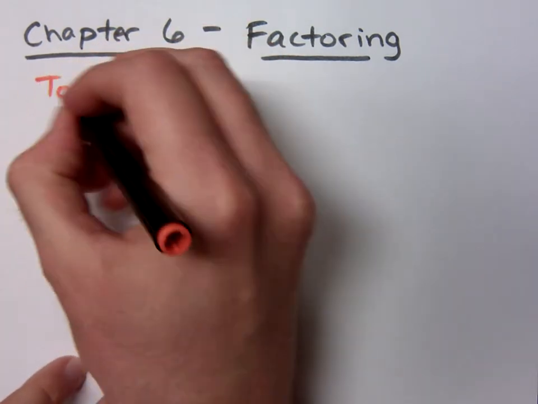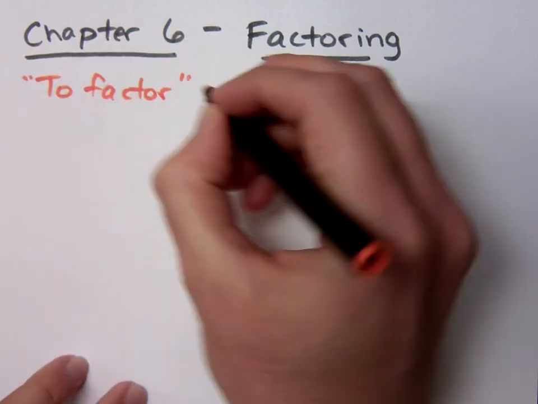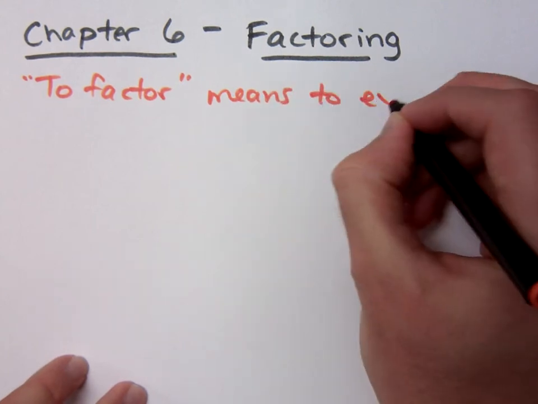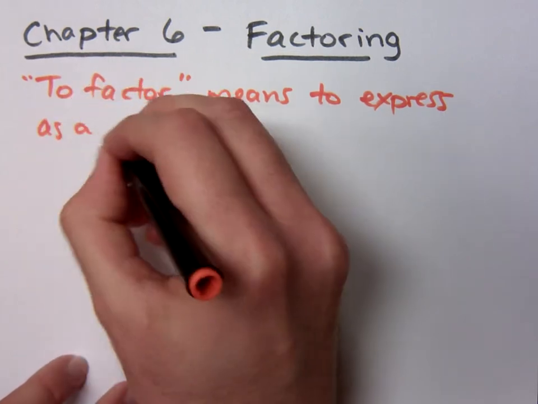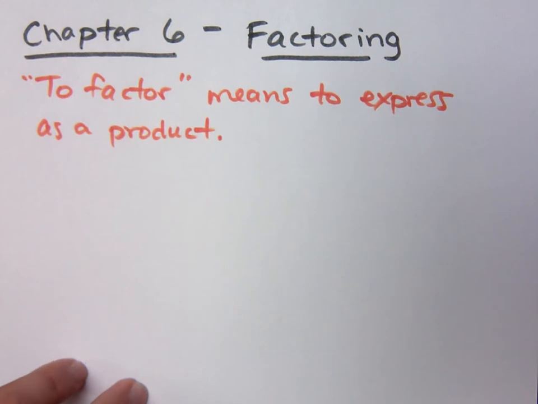What you need to know is that when we talk about factoring, to factor means to express or to rewrite as a product. What does the word product mean? Please don't fail me now. It means we're talking about multiplication, and a factor is a piece of that multiplication problem. So all we're doing today is talking about factoring.